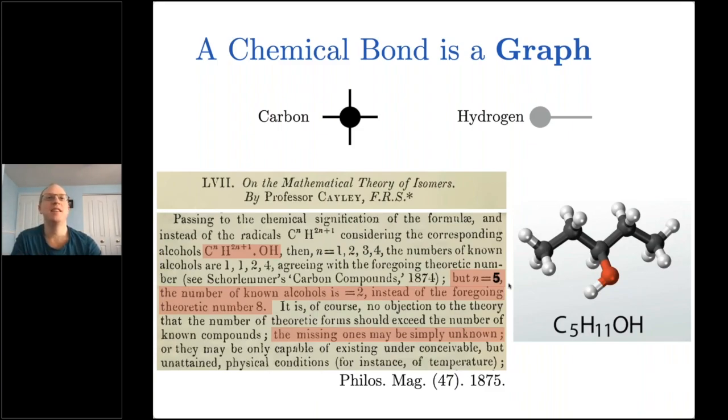But the interesting thing is that when N is equal to 5, there were only 2 molecules of this type known, but he computed that theoretically there are 8 different graphs that you can make that are not equivalent. And so then he says, of course, there could be more in theory than there actually are in the world, but maybe the missing ones are simply unknown.